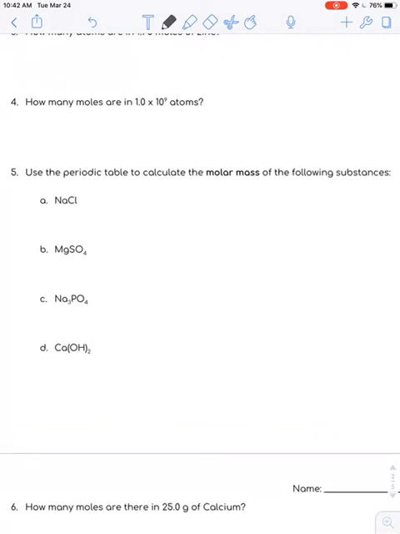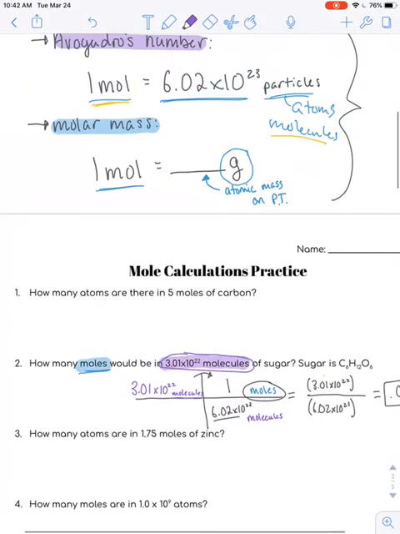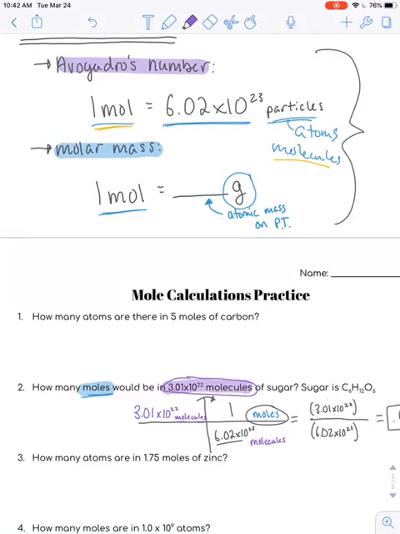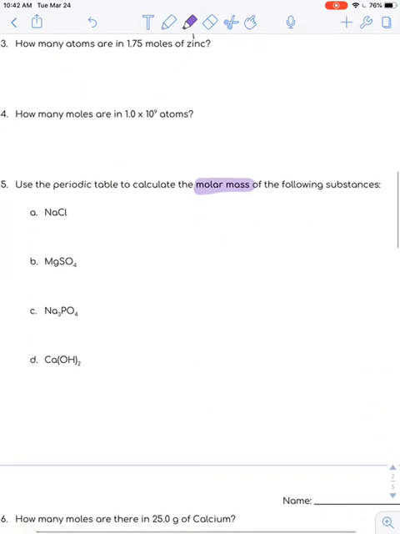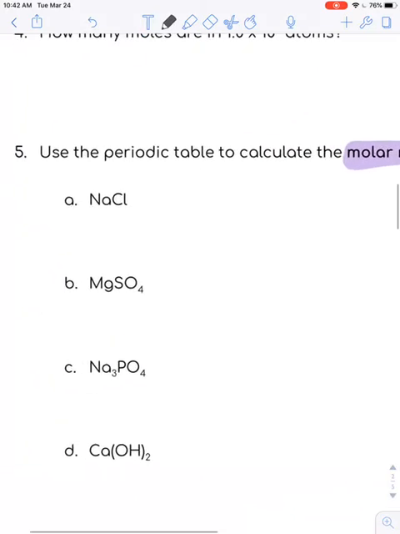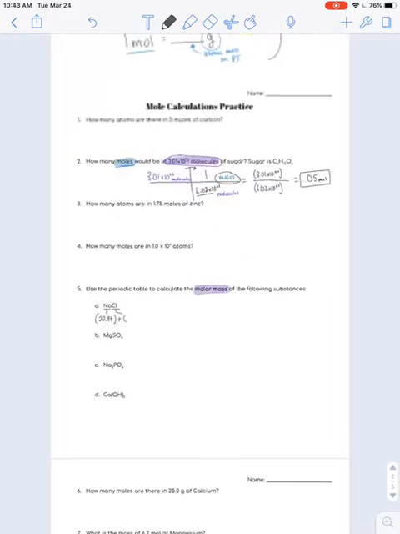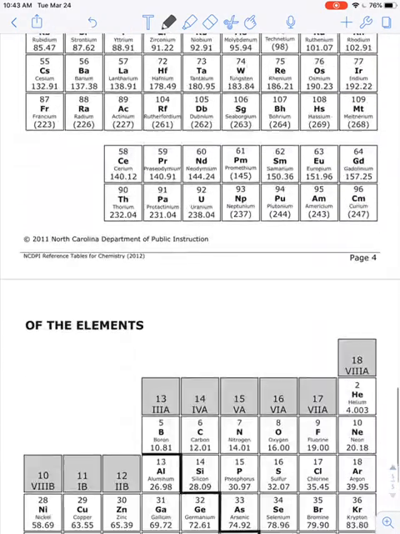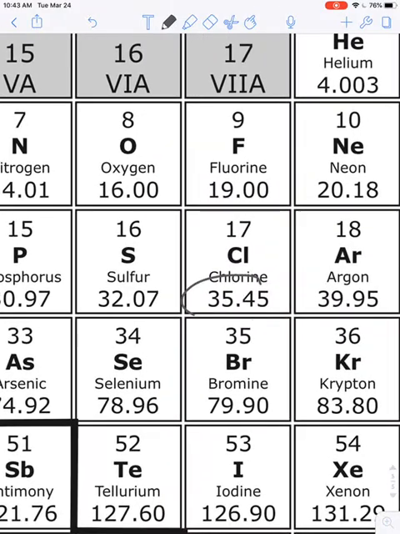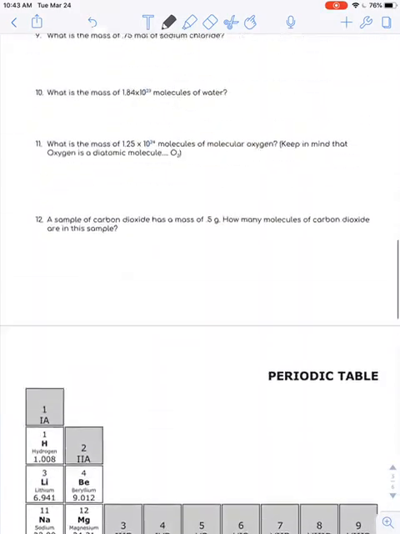Just so you know, number 5 here, all you're doing is calculating the molar mass. So remember, molar mass is how many grams are in 1 mole of a substance. We're just going to have to use the periodic table to figure that out. So if we have NaCl, we take the atomic mass of Na, which a second ago we said was 22.99, and add that to the atomic mass of chlorine. I'll go ahead and look that up for you. So chlorine is 35.45.